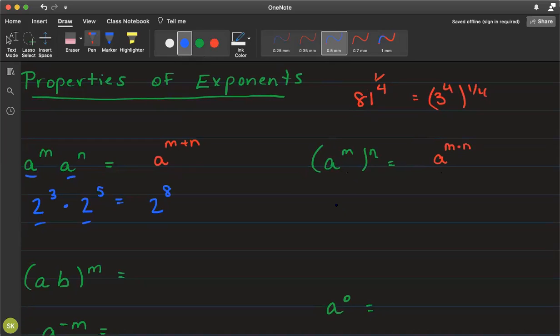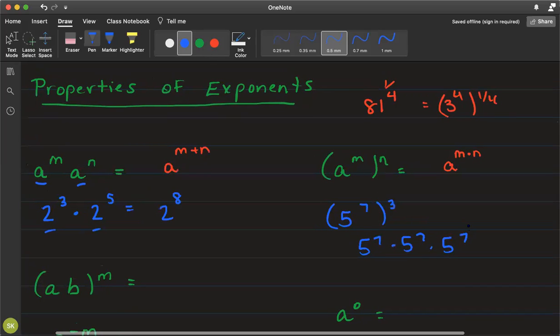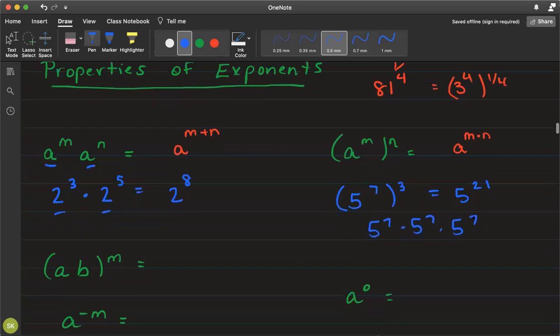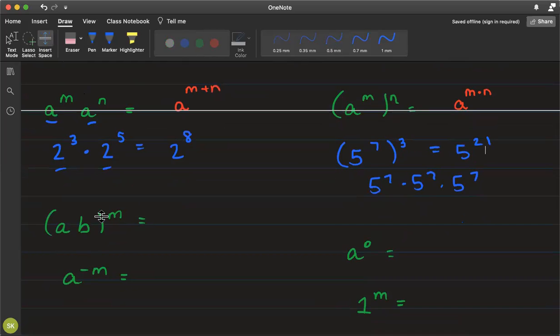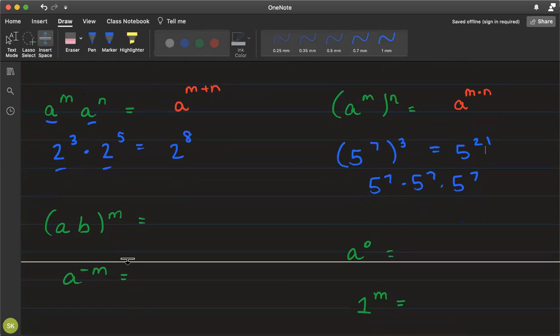So let's say we have 5 to the 7th, then to the 3 here. So this is taking 5 to the 7th, and we're multiplying it 3 times. And then 7 plus 7 plus 7, which is this property here, gives us 21. And that's why we can just do 7 times 3. This is 5 to the 21. Okay, let's move to the next couple of them.